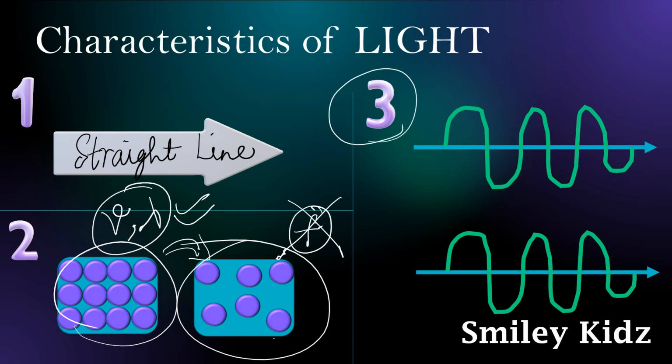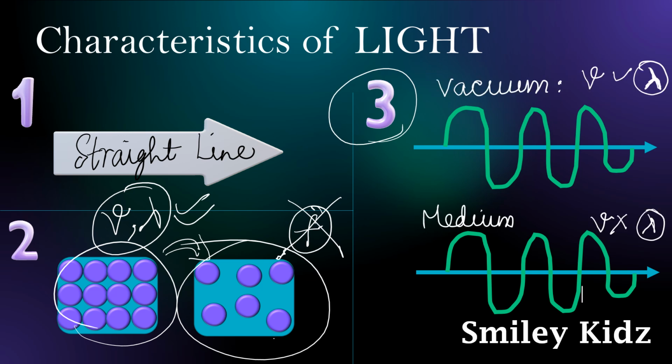The third characteristic of light says that the speed of the light of all the wavelengths is same in the case of vacuum. But whereas in a medium, the speed of the light is different for different wavelengths. And remember, in a given medium, the greater the wavelength, the greater will be the velocity of the light.